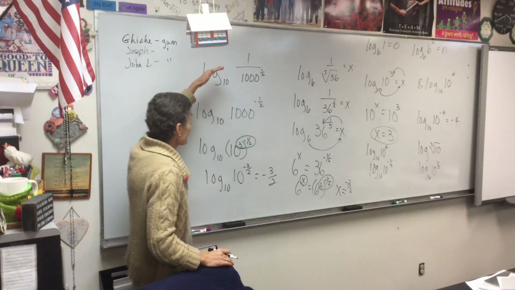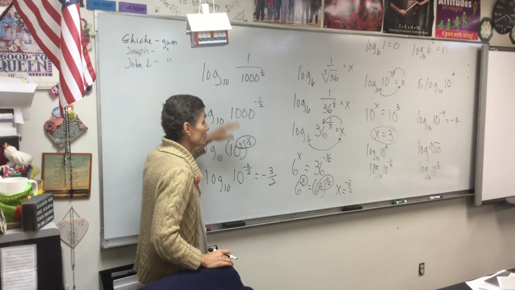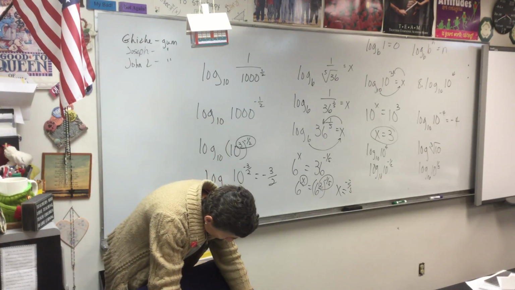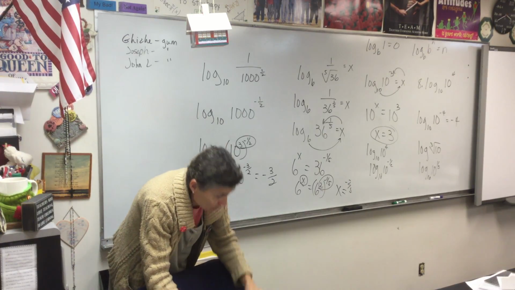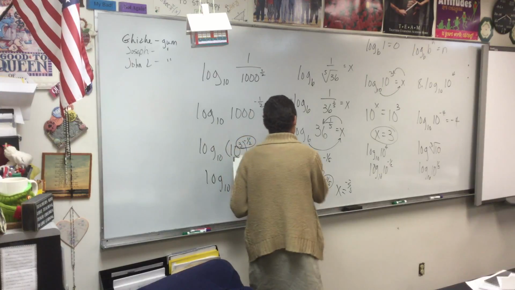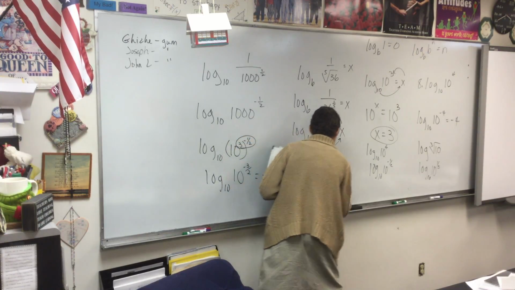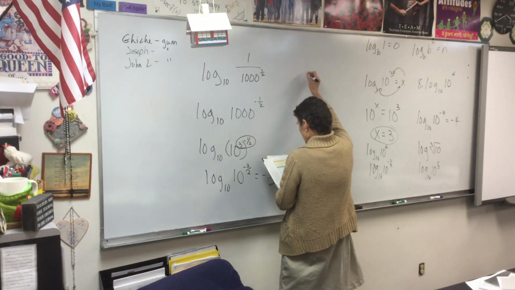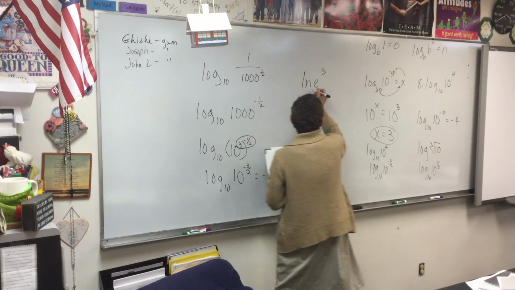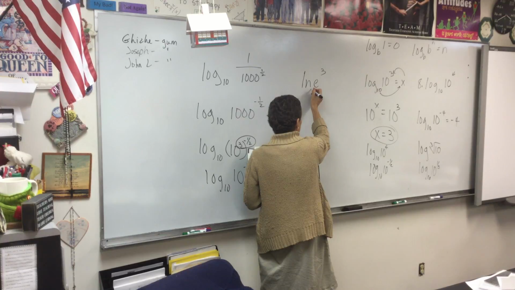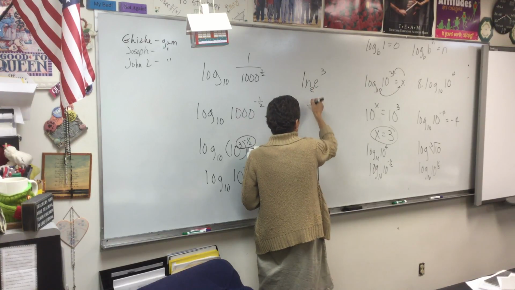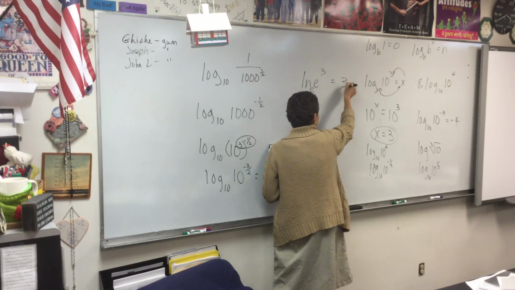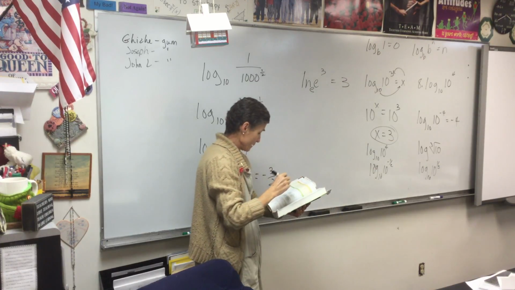So again, I did that step by step. Some of you are going to be able to do some of that in your head, and that's absolutely fine. All right, 13, we're switching bases, but do not be afraid. It is simple. ln of e cubed. What's the base on here? E. What's log base e of e to the 3rd? 3. The answer's 3. Period.